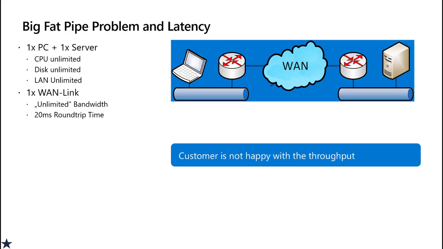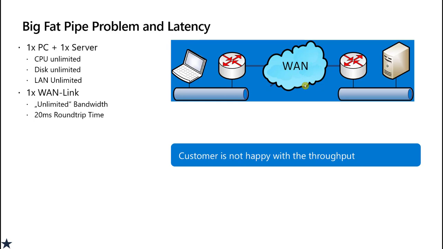What about latency? I think you all know that already because you are all professionals using TCP/IP. I simply want to start with a small quiz. Think about two endpoints, on one side a PC, on the other side a server, and everything is unlimited in between. No CPU limit, no disk limit, no LAN limit. The only limitation you have is 20 milliseconds round trip time. What's the maximum throughput you can reach?